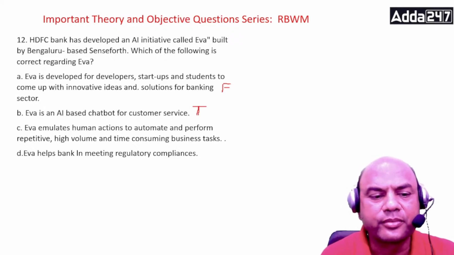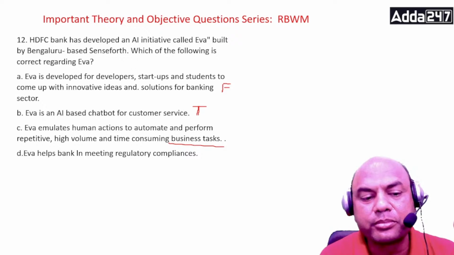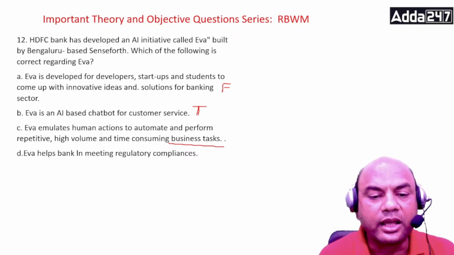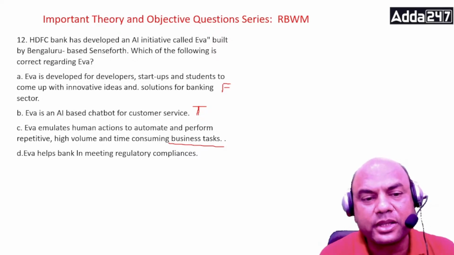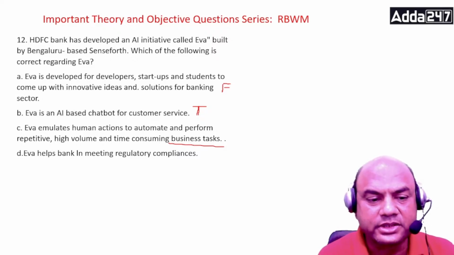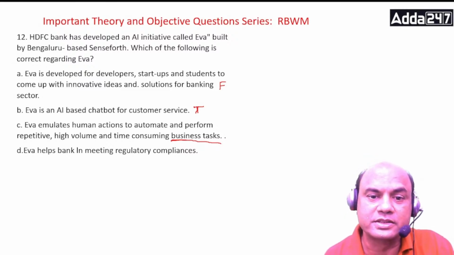This is a chatbot. EVA emulates human actions to automate and perform repetitive, high volume and time consuming business tasks. It can't do business tasks. It can never do the business task. It can only do the repetitive jobs like statements and all those things. So it can't do the business tasks.